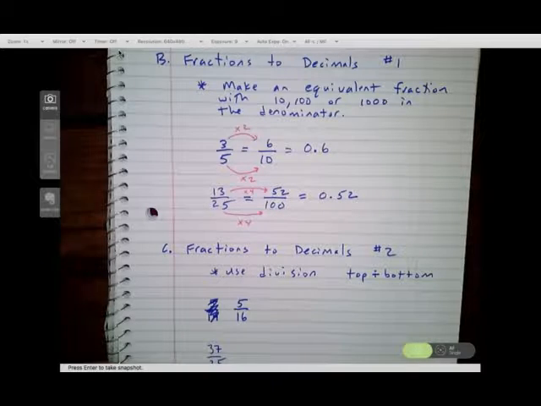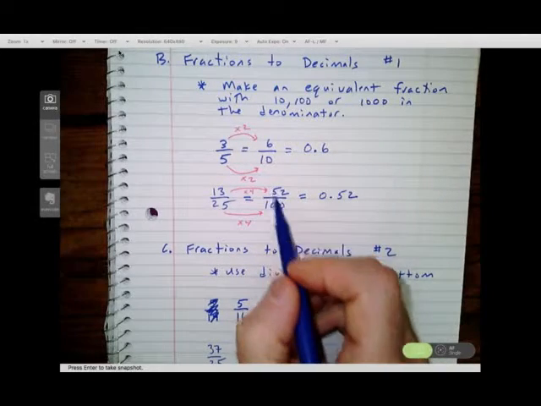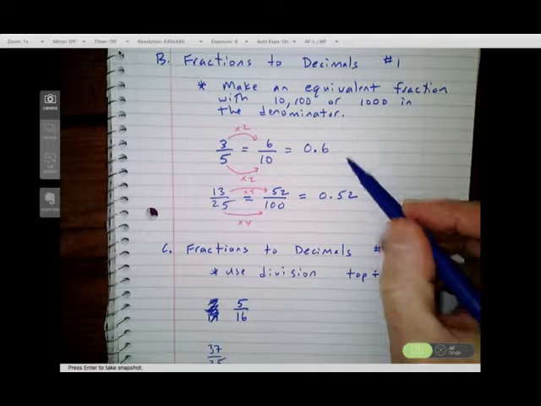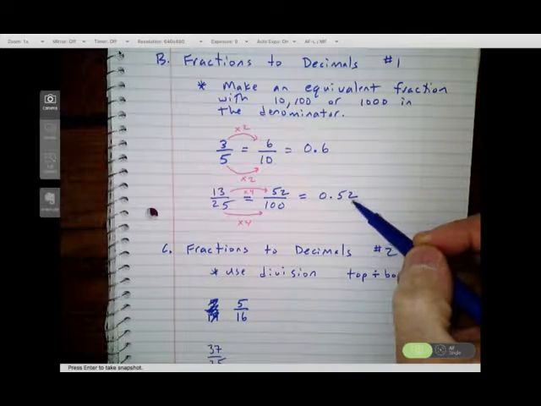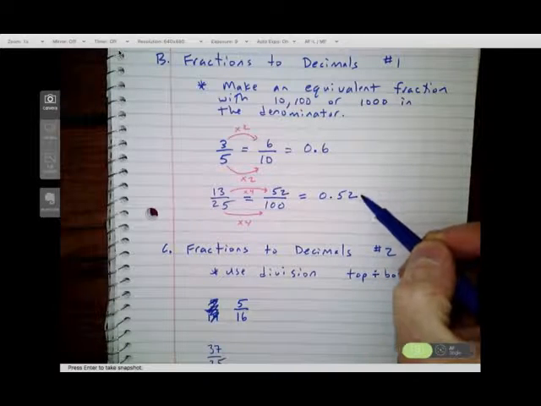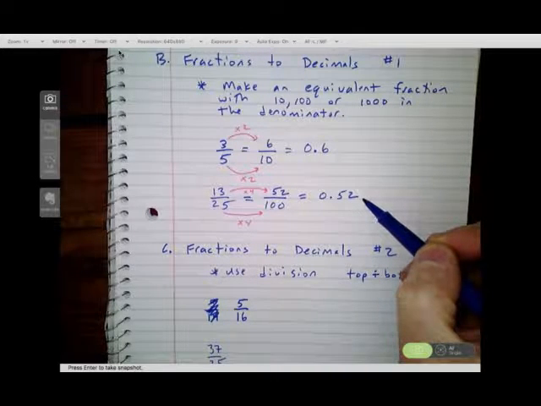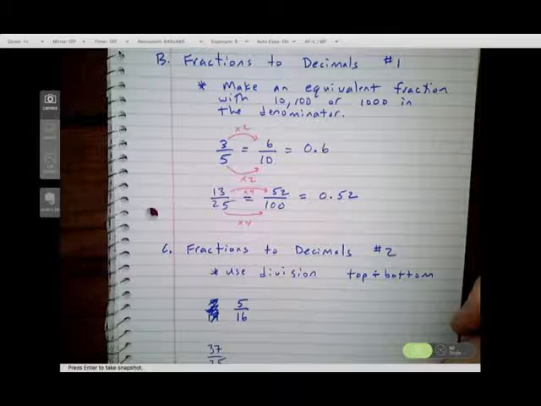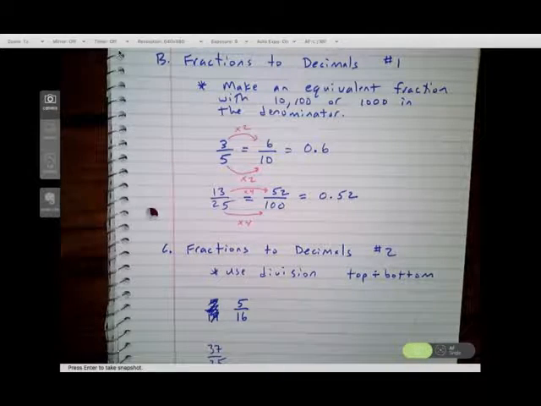Okay, so that's method number 1. Make a 10, 100, or 1,000 in the denominator, and then just write it as a decimal. Again, the tenths place is the first place, the hundredths place is the second place, and if you ever need it on the worksheet, and you may, the thousandths place is the third place. Okay, now it's not easy to do that.